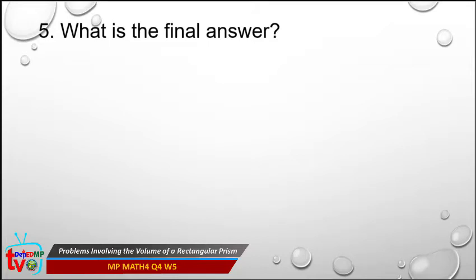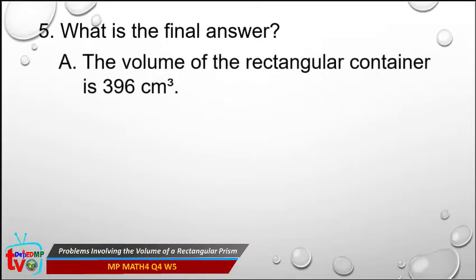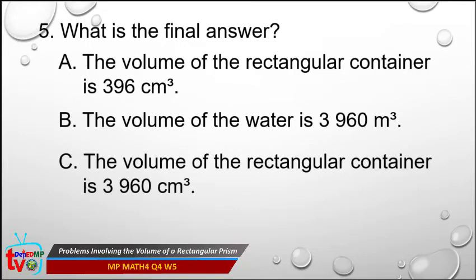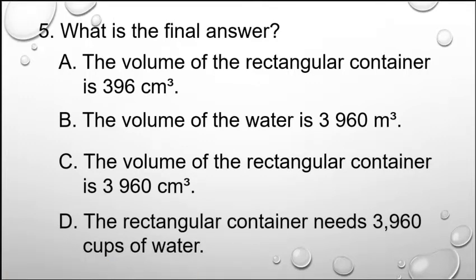Number 5. What is the final answer? A. The volume of the rectangular container is 396 cubic centimeters. B. The volume of the water is 3,960 cubic meters. C. The volume of the rectangular container is 3,960 cubic centimeters. Or D. The rectangular container needs 3,960 cups of water.